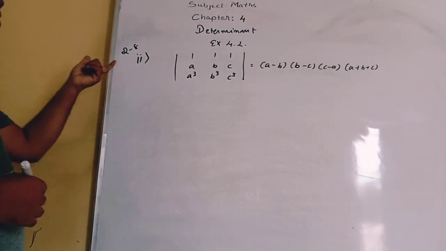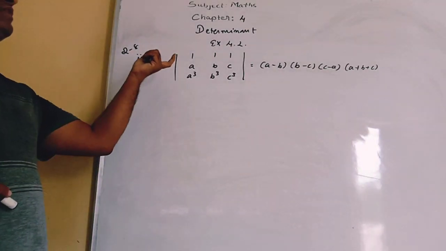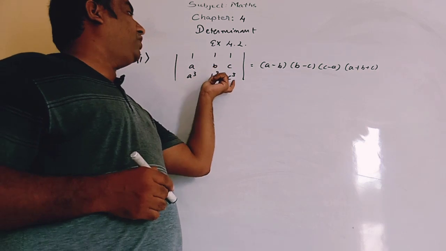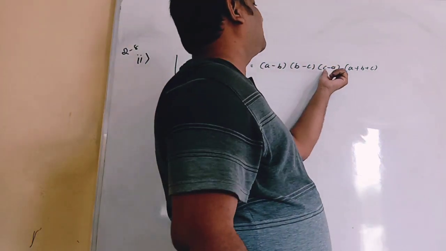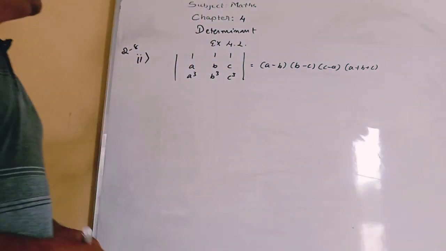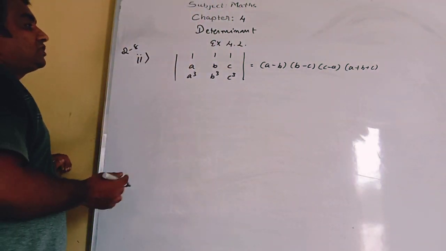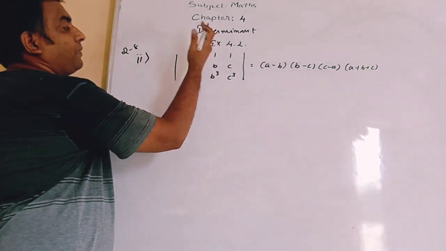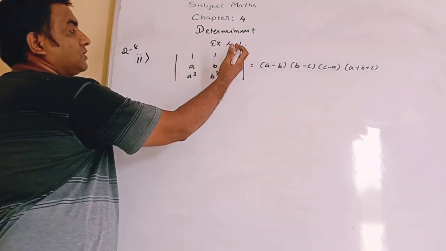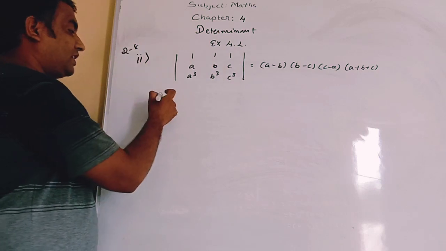We have the second question. The determinant 1 1 1, a b c, a cube b cube c cube equals (a minus b)(b minus c)(c minus a)(a plus b plus c). So we want a minus b, b minus c. So second column we subtract from the first column, and third column we subtract from the second column.